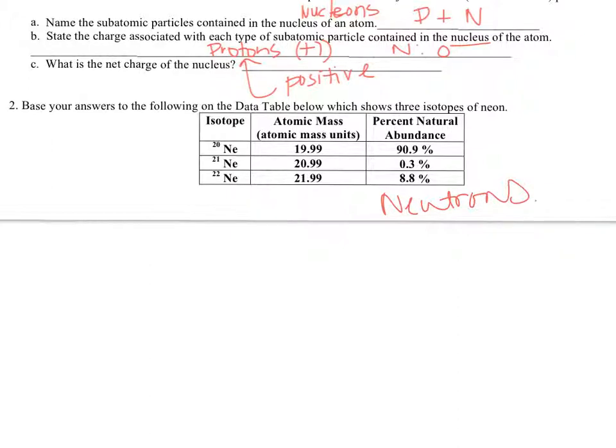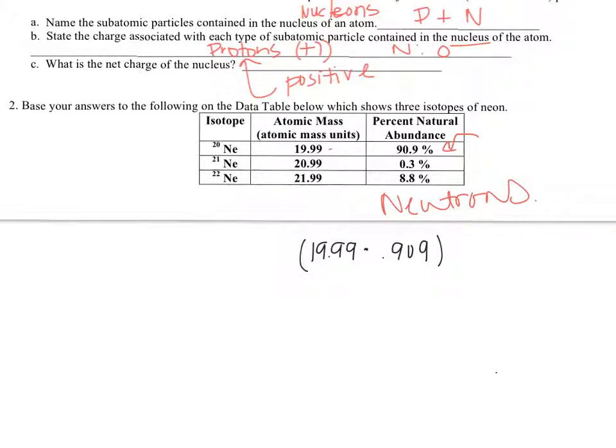And so now we're going to calculate the average atomic mass. The way that this needs to occur is by setting it up in a nice, neat way. You are going to take the decimal of the percentage and you are going to multiply it by the atomic mass. So we're going to do this for each one. I'm going to take 19.99 times the decimal of the percent, so 0.909.